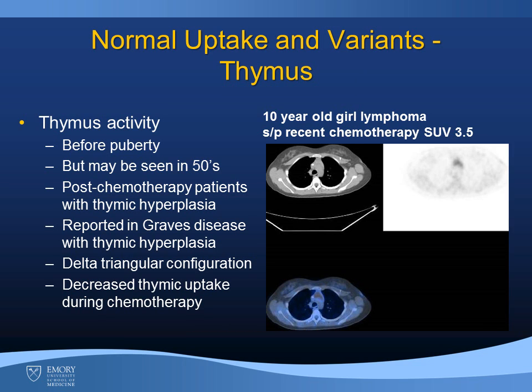Now, as far as the thymus, thymic activity is common before puberty. We have seen it well in the 50s, especially in patients who are post-chemotherapy who get thymic hyperplasia. It's also been reported in Graves' disease. And the delta triangular configuration that we have seen from gallium scans is common. There's also decreased thymic uptake during chemotherapy. This is a 10-year-old girl with lymphoma who had recent chemotherapy, and this is just normal appearance of the thymus.